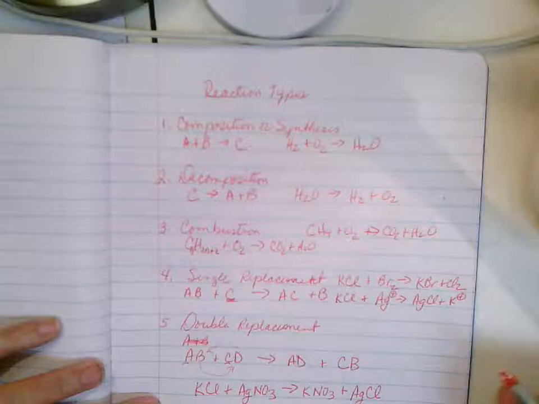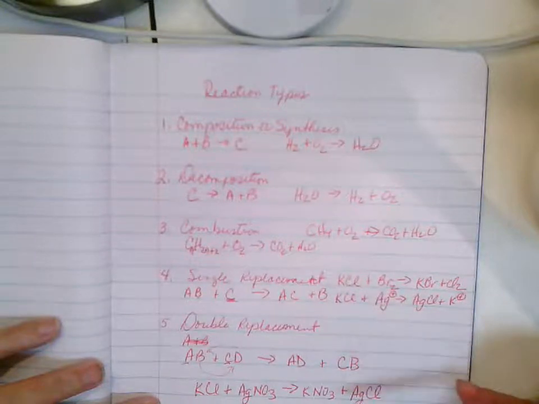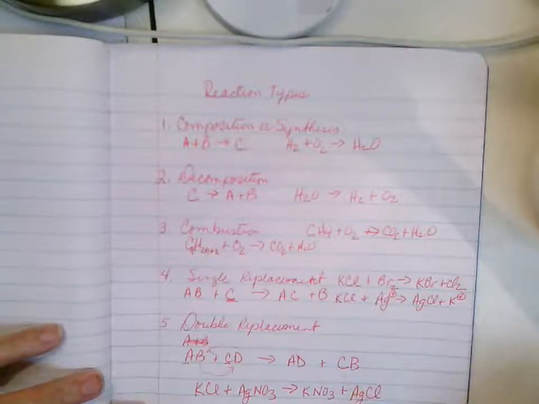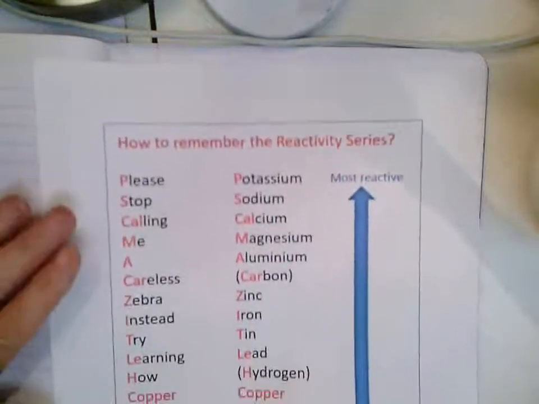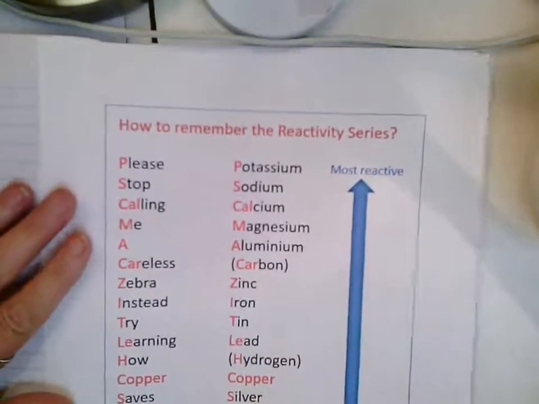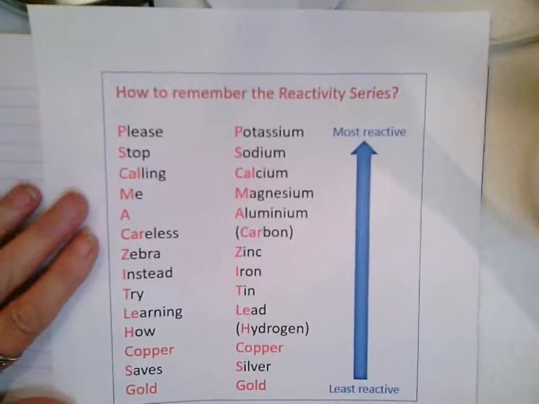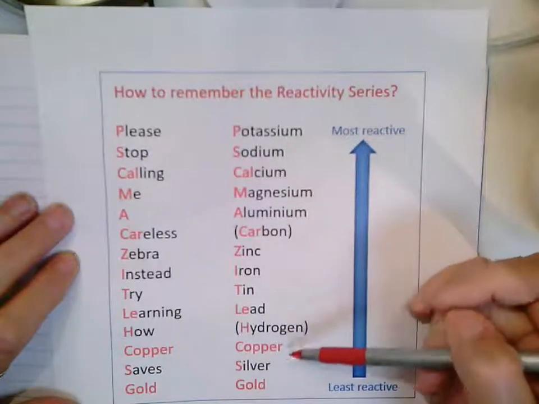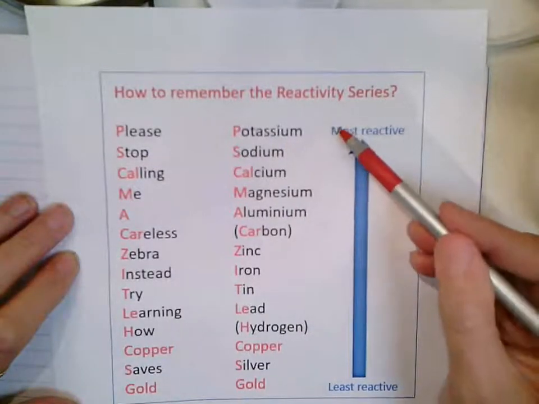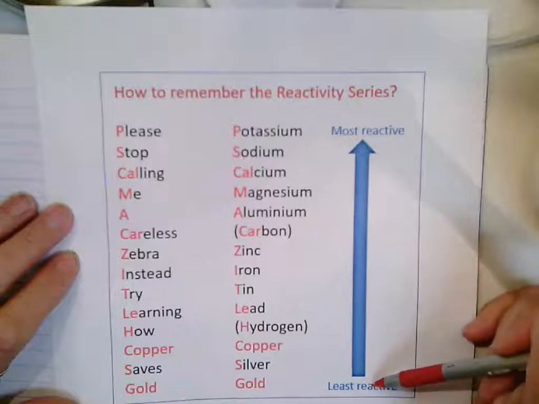Now, sometimes single and double replacement reactions do not occur, and the way to know whether that will happen is you have to look at an activity series. Here's the activity series for metals. Please stop calling me a careless zebra. Instead, try learning how copper saves gold. It's silly, but it will get you all of the orders. And so these are the most reactive and these are the least reactive.